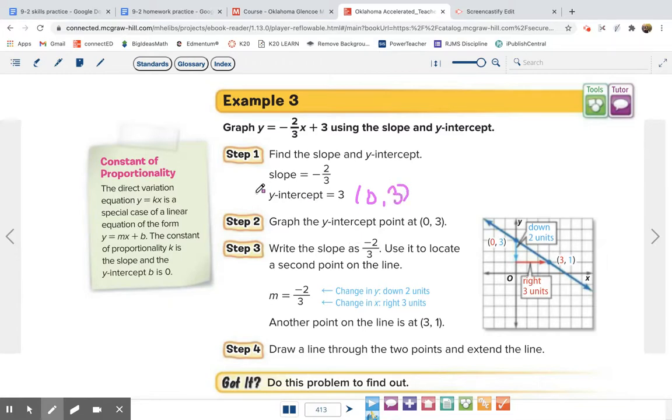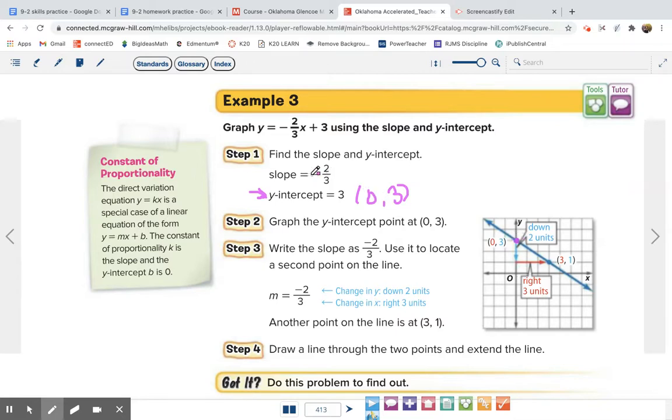So when you're graphing it, you graph your y-intercept first. Slope tells you what to do, okay? So you can't do something until you already have a point on your graph. So we graph our y-intercept first. That just means I go up to positive 3 on the y-axis and put a point. That would be my first point.